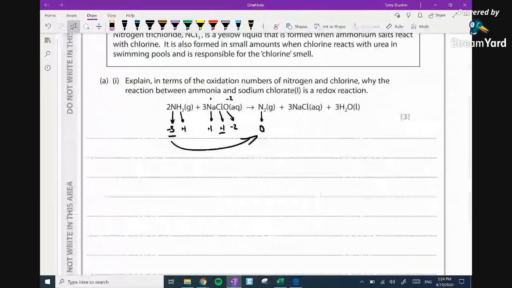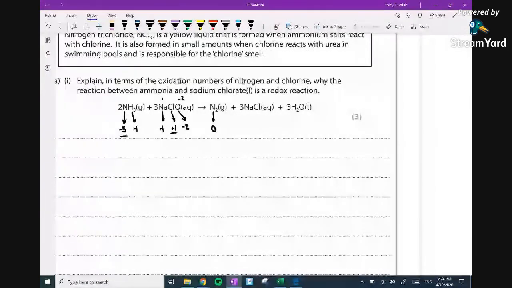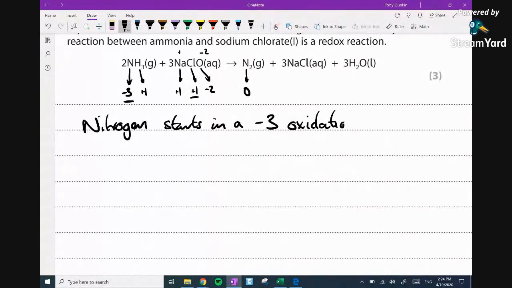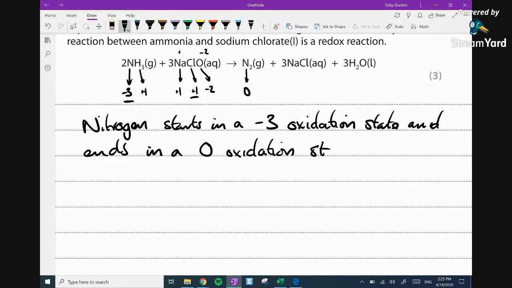So we can now say, first bit we've just identified here, nitrogen starts in a -3 oxidation state, and ends in a 0 oxidation state.